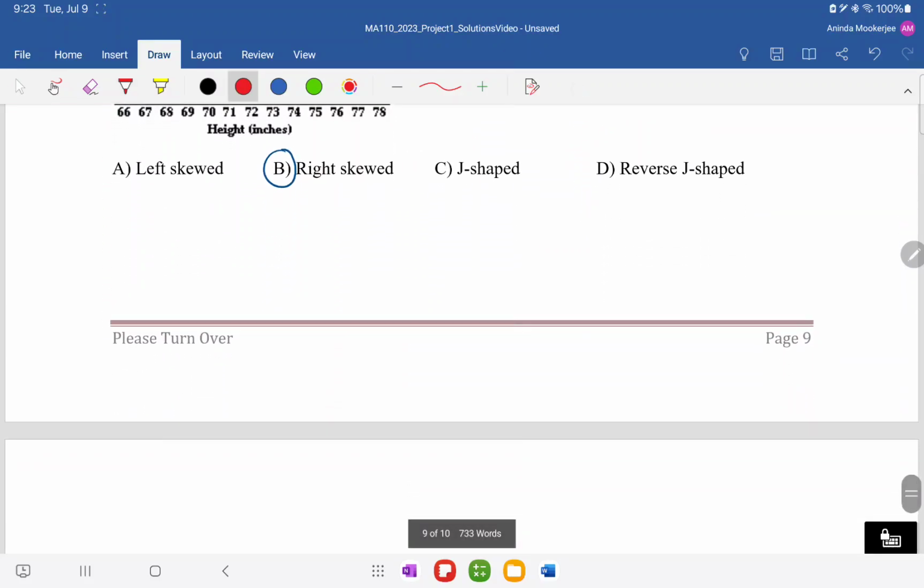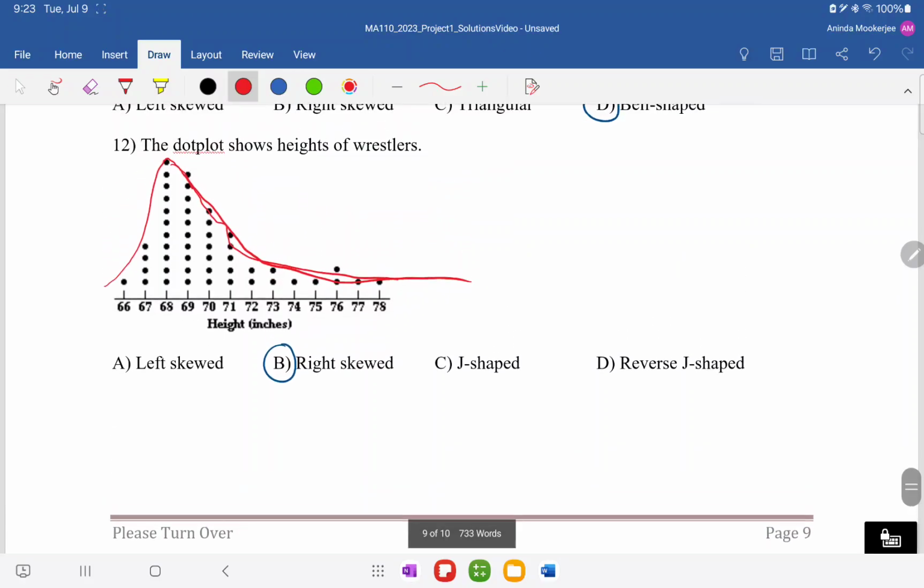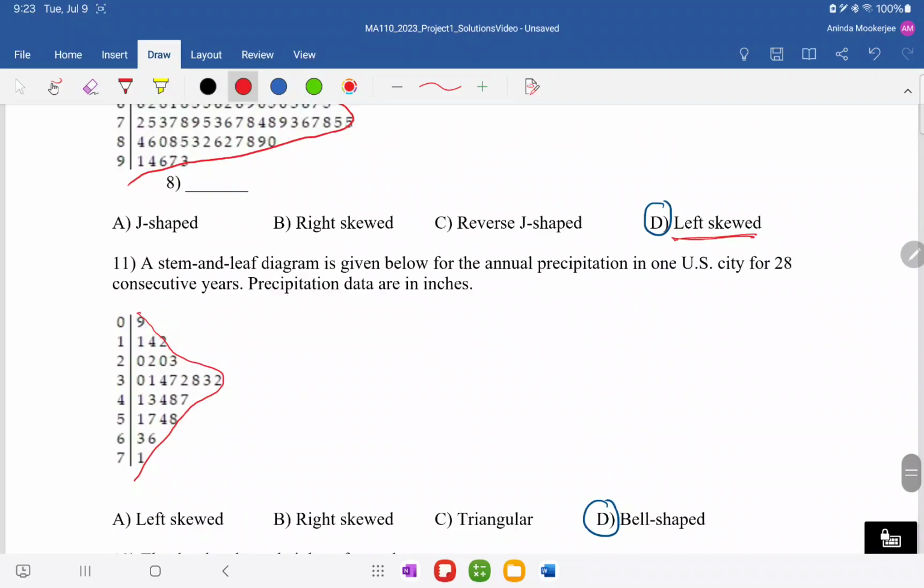All right. So in the third part of the review questions, I will work on the probability questions.